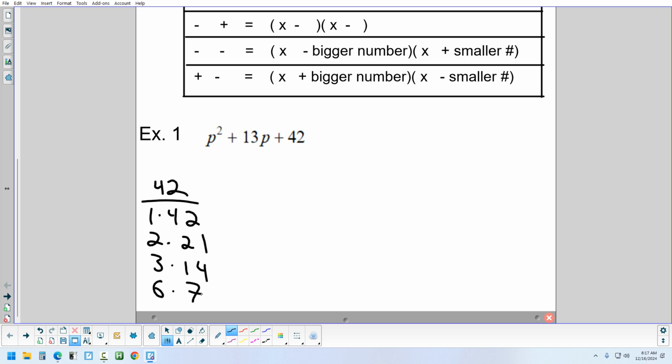All right, so now we're looking for numbers that multiply to give me 42, and they have to add to give me what number? 13. Yep, they have to add to give me 13. Is there a combination in that list that multiplies to 42? Well, they all multiply to 42, but does it add to 13? Yep. 6 and 7, so it's going to be this.